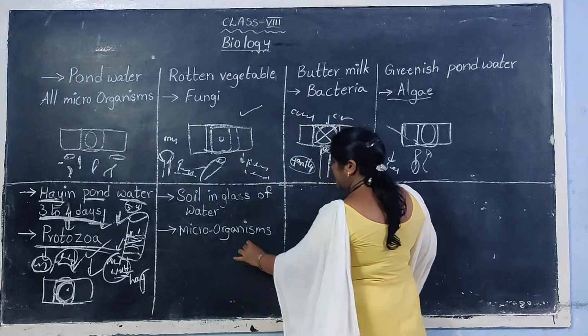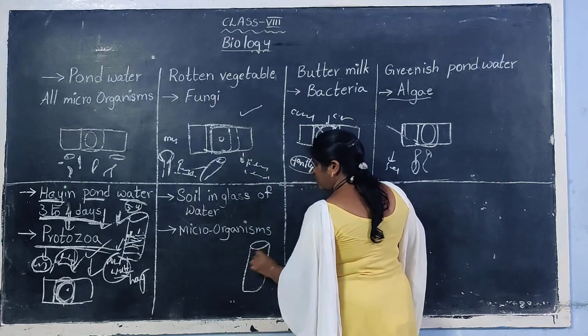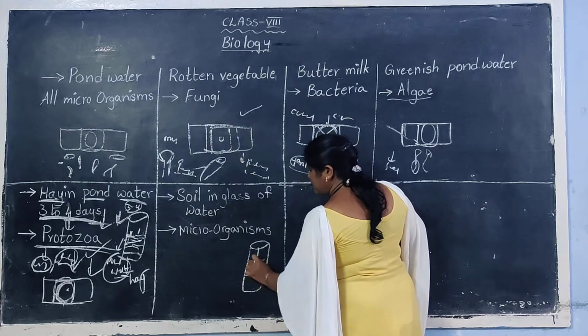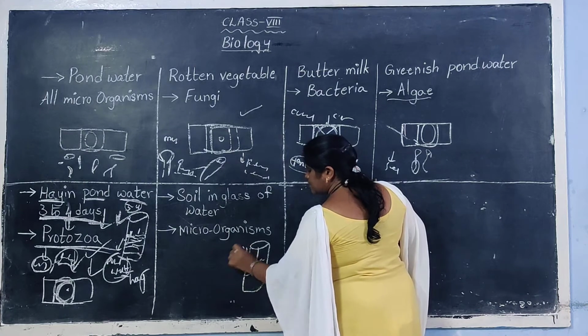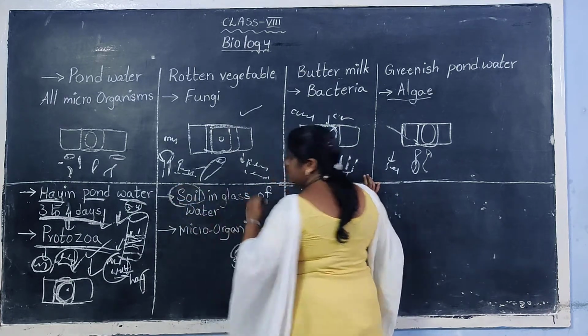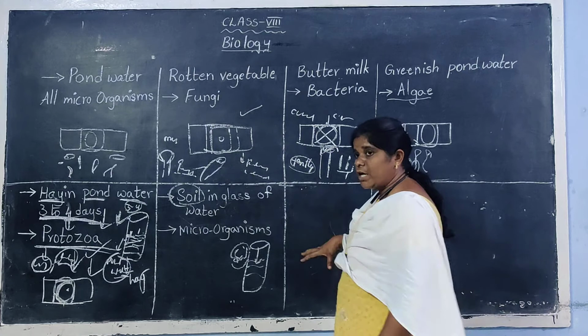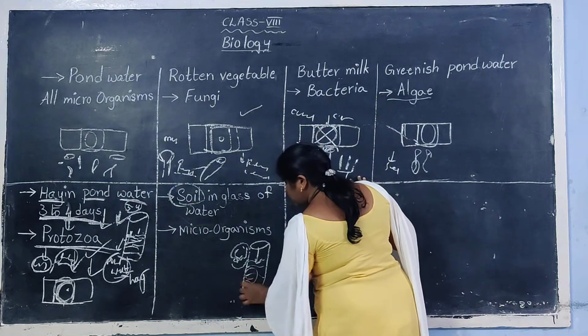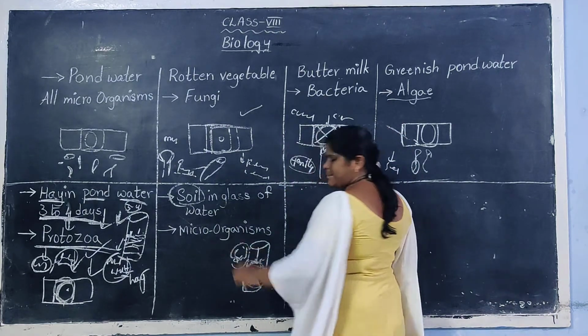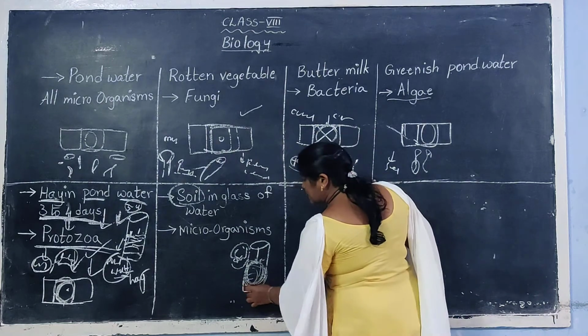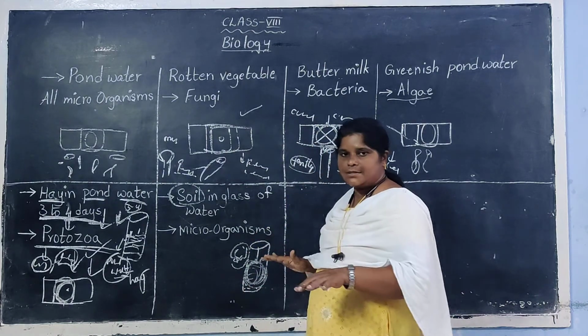Now again take a glass of water and mix soil in this. Mix what? Soil. Okay, after mixing the soil, stir it well properly. Now all the soil particles will settle down in the glass.